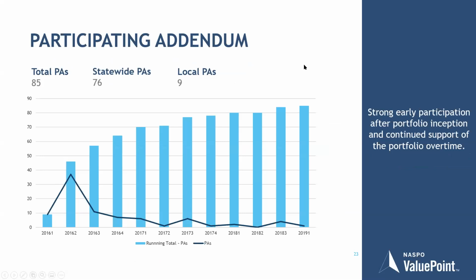Another thing we looked at was participating addendum, and this may be a little bit different than what you would have in your own state, but certainly that's how entities participate in our cooperative contracts. This is what we would consider to be a healthy participating addendum curve, the line showing a spike early in the contract's term, meaning that they had joined early on shortly after it was created, which is exactly what we want, and then we continued to see a little bit of growth over time as well.